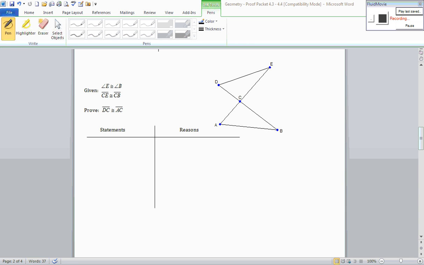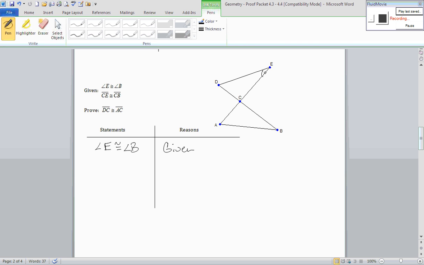And then the remaining parts, corresponding parts, for example, line segment DC and AC, are going to be congruent by CPCTC, which is that corresponding parts of congruent triangles are congruent. But again, in order to use that reason, we have to prove triangles are congruent first. So what I'm going to do is take the given information, copy it down here under our two-column proof, and mark it.